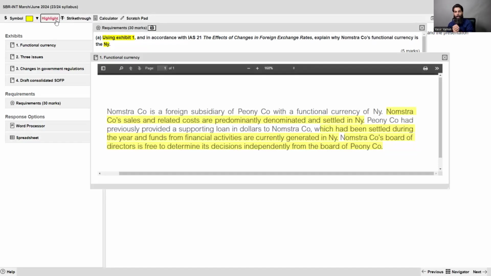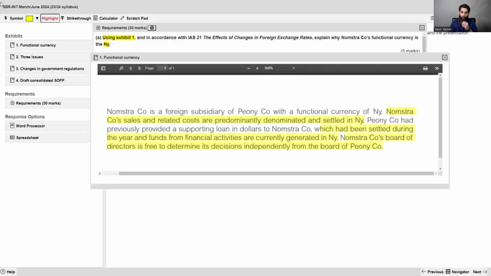The first part of your answer should be that it is an overseas subsidiary because they have the authority to make their own decisions. They settle their transactions in NI. They have paid off the supporting loan, so they are not financially dependent on the parent company. So, all of this suggests that Nomstra is an autonomous entity and therefore its functional currency should be determined based on primary factors. Or if not concluded based on primary factors, then you should jump onto secondary factors.